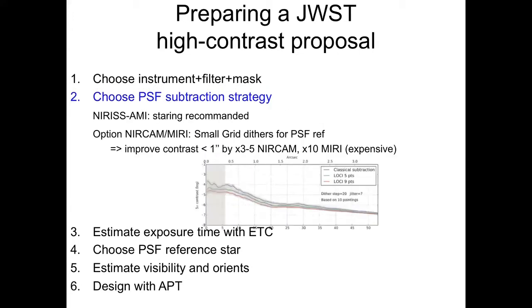There are also several options. With the NIRISS AMI mode, it's not recommended to jitter during the observation; you should stare on the same pixel to minimize the flat field error, basically. For NIRCam and MIRI, there is an option called small grid jitters. It will be done on the PSF reference star only. Basically, this option will try to compensate for the errors on the target acquisition and the jitters.